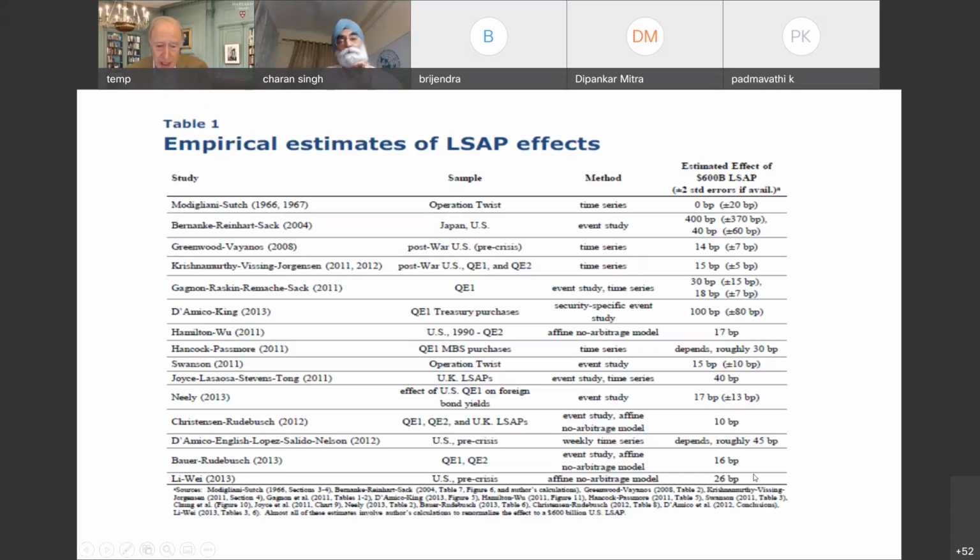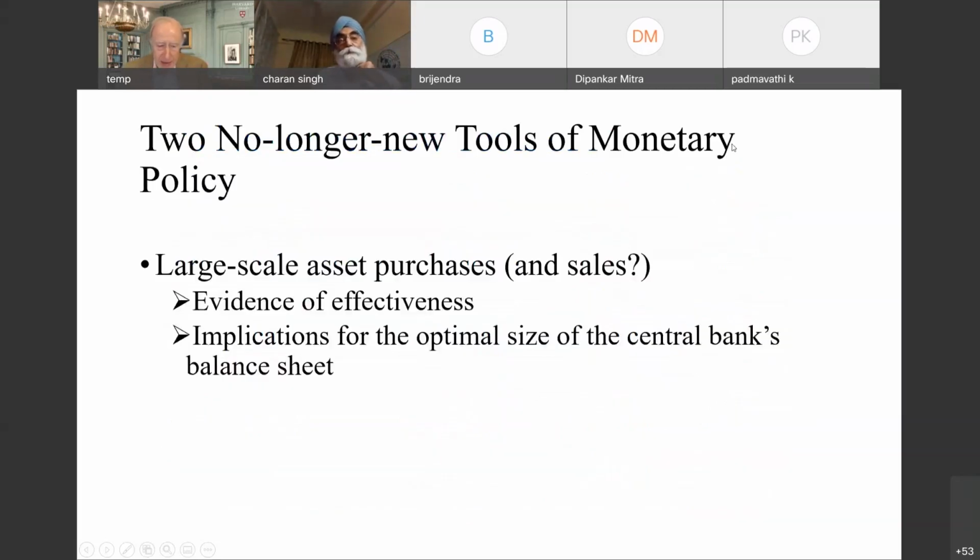This was put together in the wake of the initial movement of central banks. This was done by John Williams, who is now at the head of the Federal Reserve Bank of New York. And if you just scan your eye down this far right column, you can see that while the estimates differ widely, nonetheless, there's a substantial agreement that there was some effect.